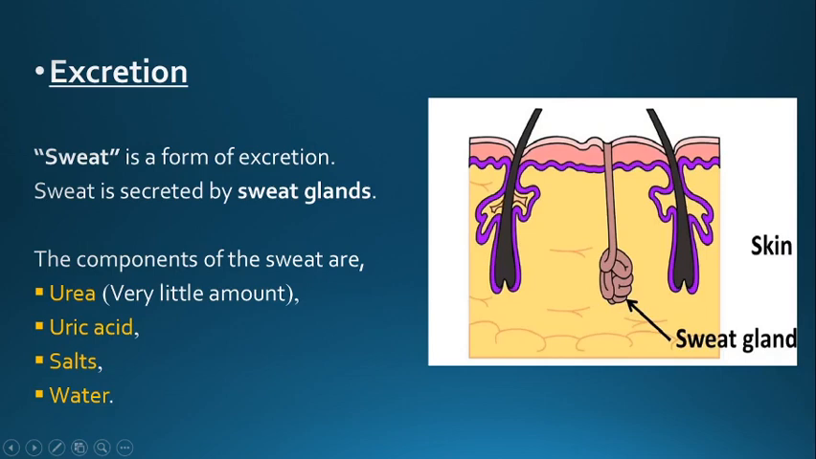When we consider the components of this sweat, we can see that there are urea, uric acid, salts and water. There is a very small amount of urea, but there is a huge percentage of salt. Especially there are ammonium salts in sweat.